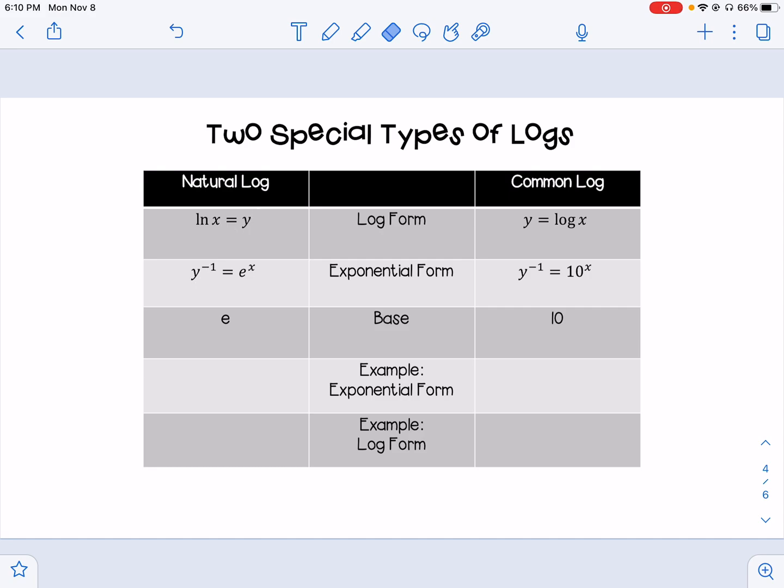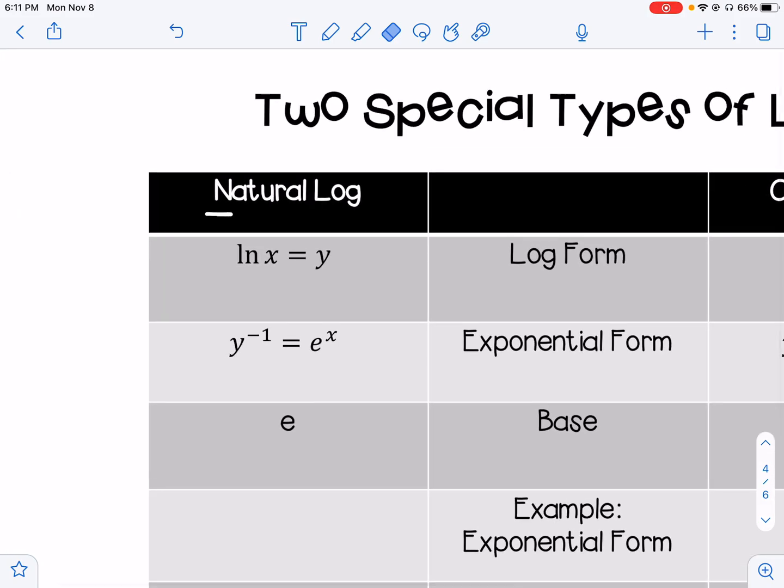So notice I have y and y to the negative 1, y and y to the negative 1, so we're showing they're inverses of each other. The natural log we represent as ln. It is a log that is natural. So this is the only one where we don't actually write the word log. We simply say ln, log natural.